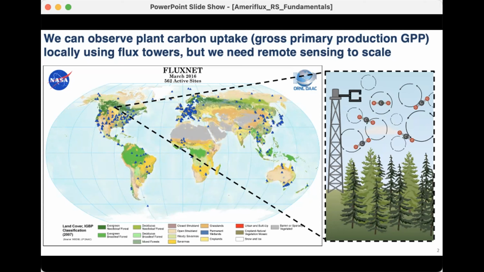And in the cases where we can't have flux towers in every single ecosystem across the globe, we need some way to understand what's going on in areas that don't necessarily have these observations.